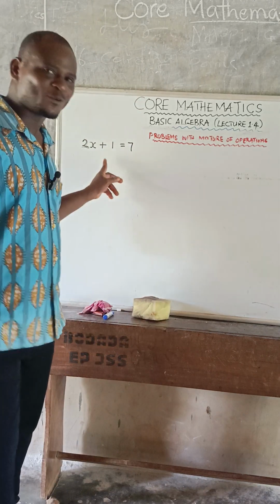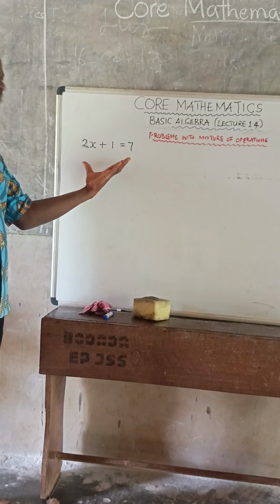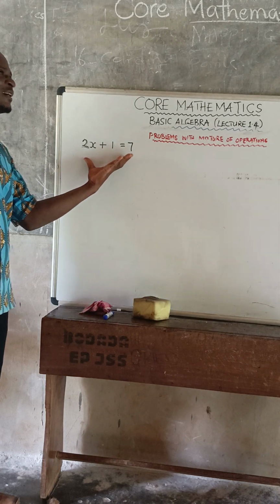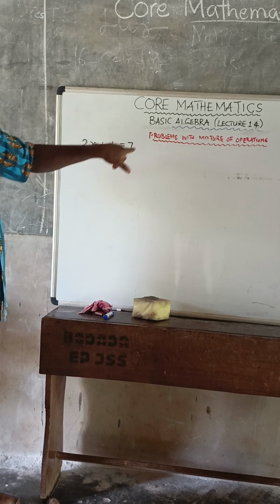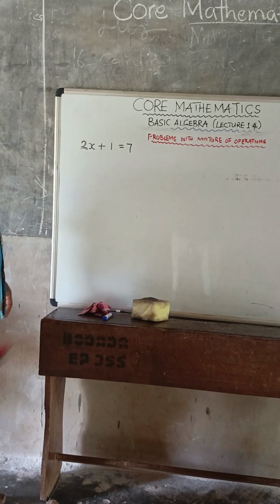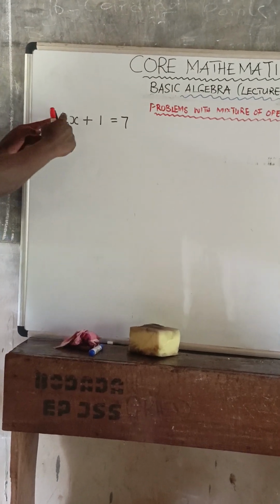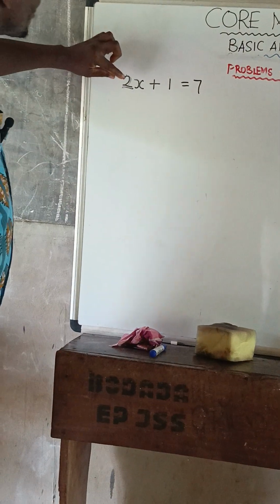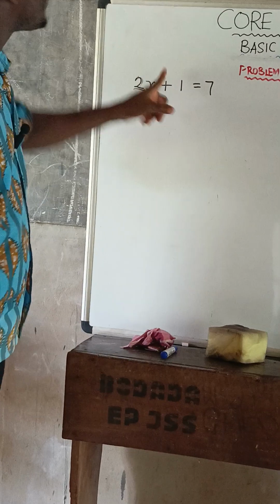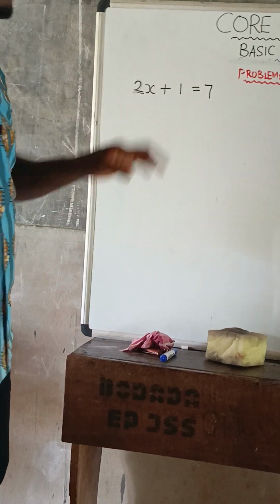Now look at this particular fundamental question. Fundamental question: 2x plus 1 equal to 7. There is a plus in the work and there is a times in it, because between the 2 and the x is a times. But after 2 times x, the whole thing here plus 1 will give you 7.